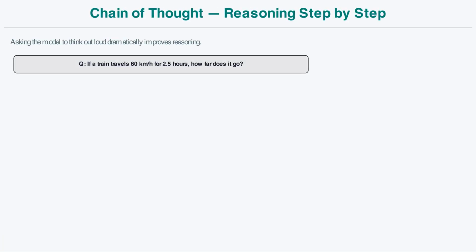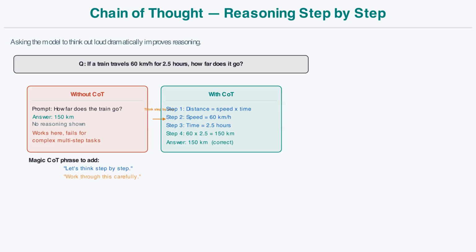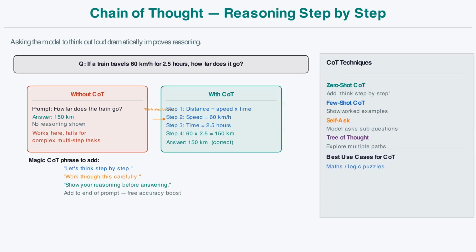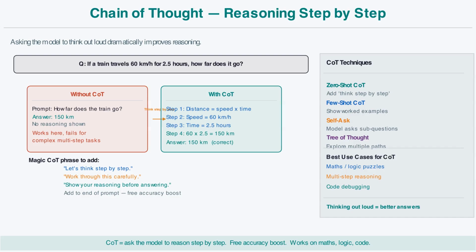Chain-of-thought prompting is one of the most powerful techniques in all of prompt engineering, and it costs you nothing to apply. The idea is simple: instead of asking the model to jump directly to an answer, you ask it to show its reasoning first. The simplest way to trigger this is to add the phrase "let's think step by step" at the end of your prompt. That 3-second change can dramatically improve accuracy on multi-step reasoning tasks.